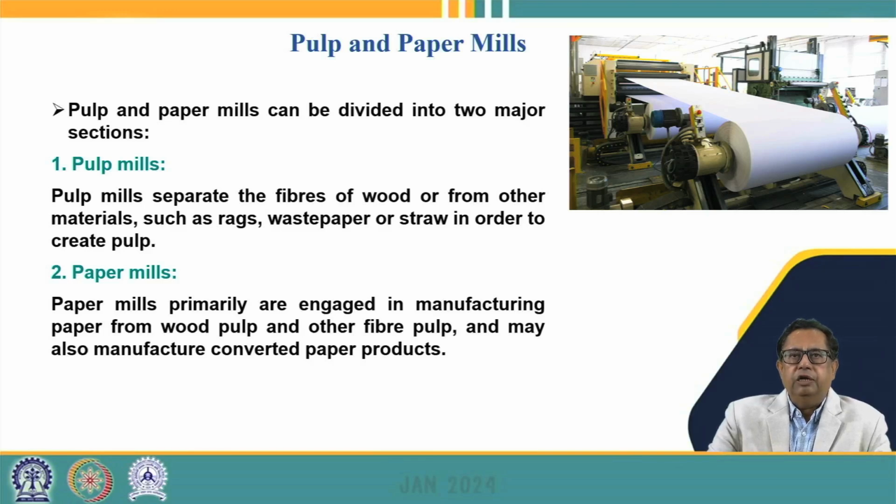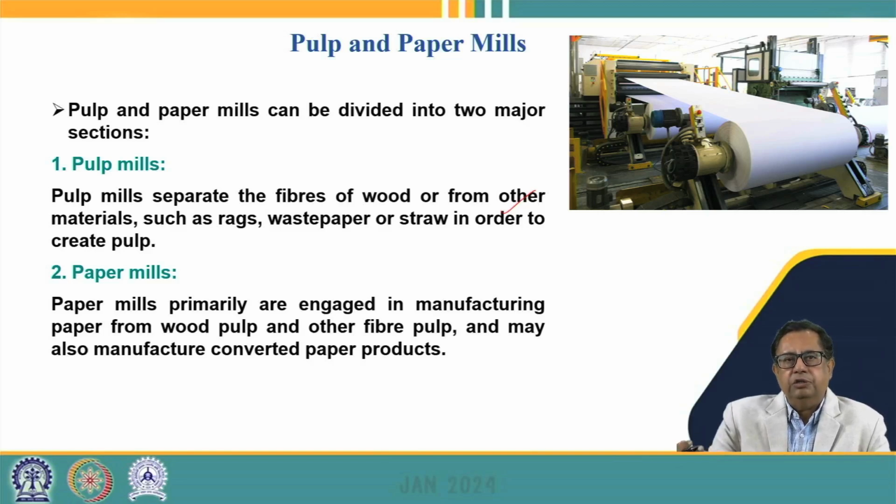So we can divide the pulp and paper operations into two major sections. First are the pulp mills, where the pulp is produced, and the other is the paper mills, where the papers are produced. Pulp mills generally separate the fibers of wood from other materials, for example waste materials like rags, wastewater, and straws. We can also have other things which are attached to the cellulosic fiber. For example, here we want to remove lignin from the cellulosic fiber.